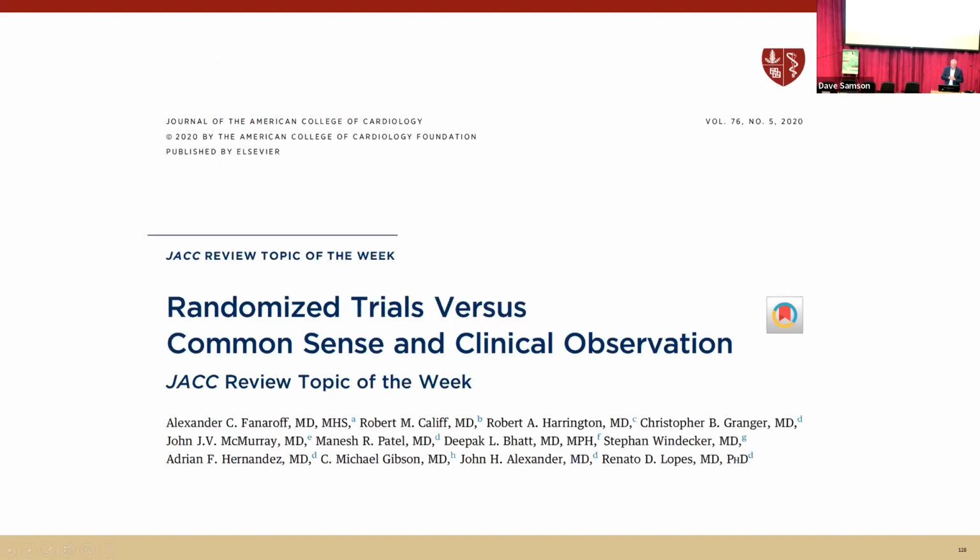A group of us from Duke, from Stanford, from the UK, from other places, from the Brigham, from Germany, tried to lay this out a couple of years ago in a perspective piece that we called Randomized Trials versus Common Sense and Clinical Observation. And this was really making the case for randomized clinical trials and why it was so important.